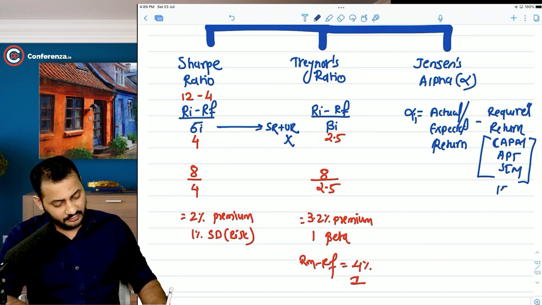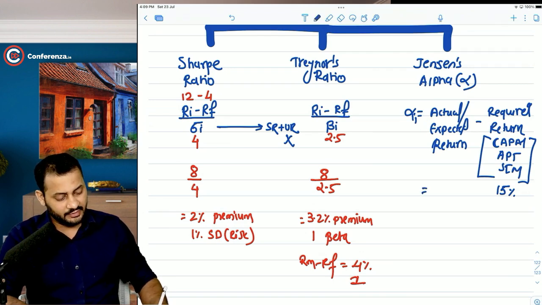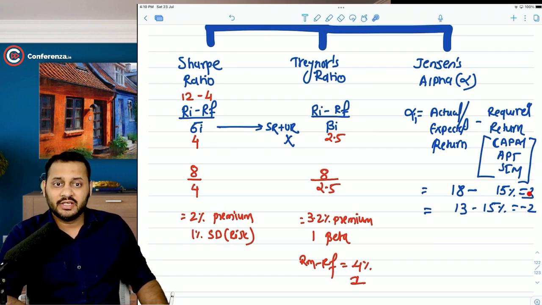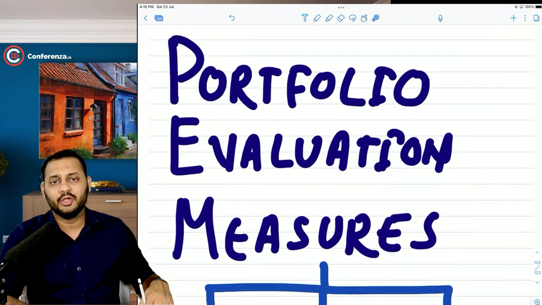So let's say theoretical return comes to 15%. That means we should get at least 15% by investing in the stock i. And if we are expecting that we will earn 18%, then 3 is the alpha. If we are expecting that we will earn only, let's say, 13%, then minus 2 is the alpha. Positive alpha means we are earning more than required. Negative alpha means we are earning less than required. Okay, this is how the Treynor ratio, Sharpe ratio, and Jensen's alpha are. These are the portfolio evaluation measures.